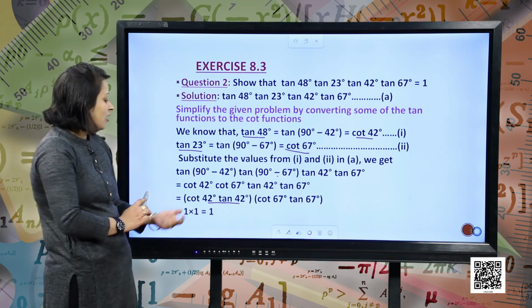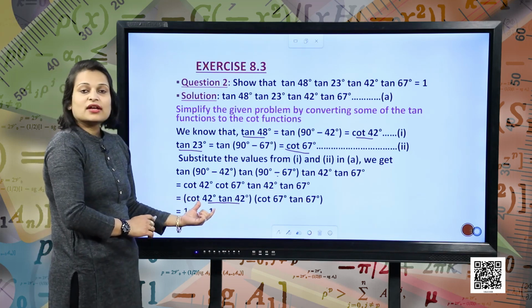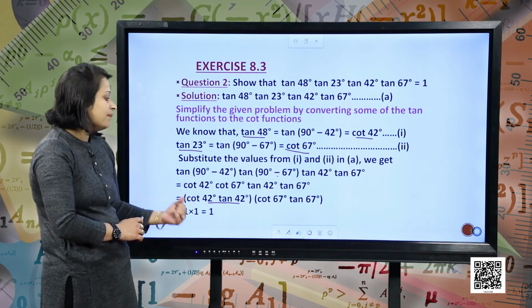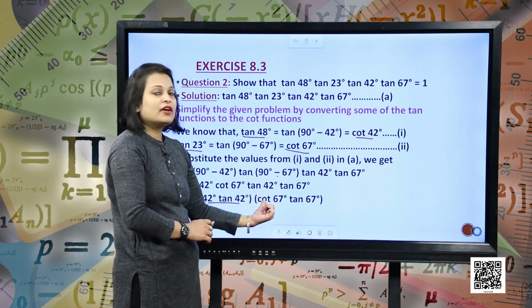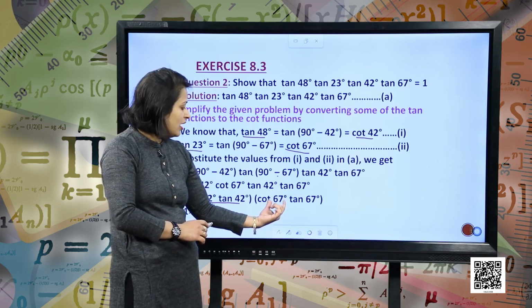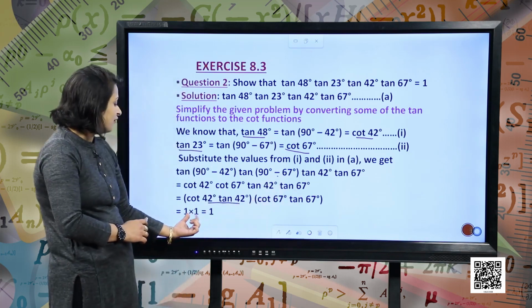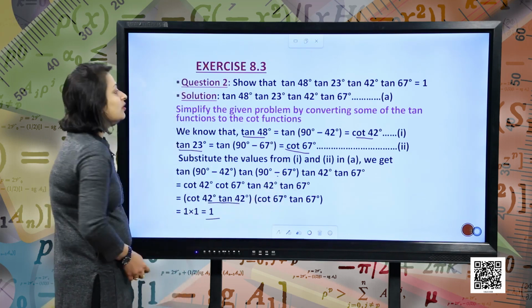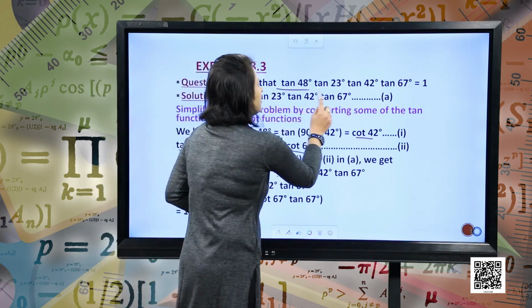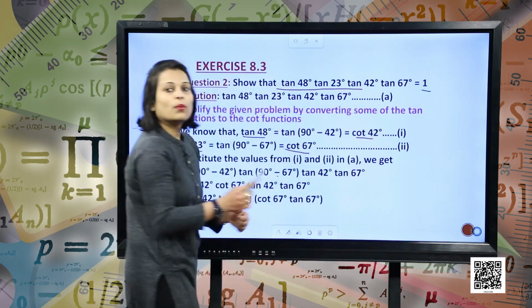So I can write cot 42 degree as 1 upon tan 42 degree. So that will cancel out. You will get 1. Here also I can write cot 67 degree as 1 upon tan 67 degree. That will cancel out. You will get 1. So 1 into 1 is 1. So we have proved that the value of this is equal to 1.